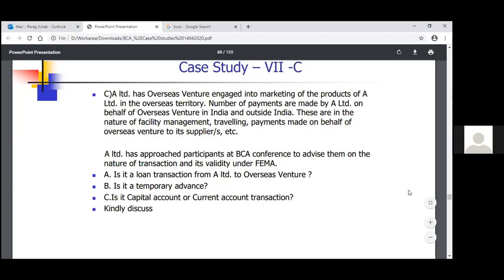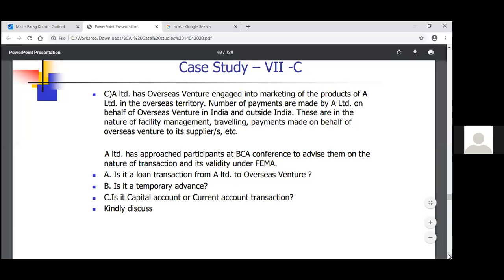the time it is spent, then probably it will fit in the definition of current account transaction in the nature of short-term credit given to the overseas subsidiary or a joint venture. However, if it is exceeding 12 months, it will not fit in the definition of current account transaction, and therefore it will come out for reporting by Form ODI, saying that this amount is spent on behalf of the foreign company without making any remittance. And therefore, that is how this question can be addressed. We can go to the next case study.